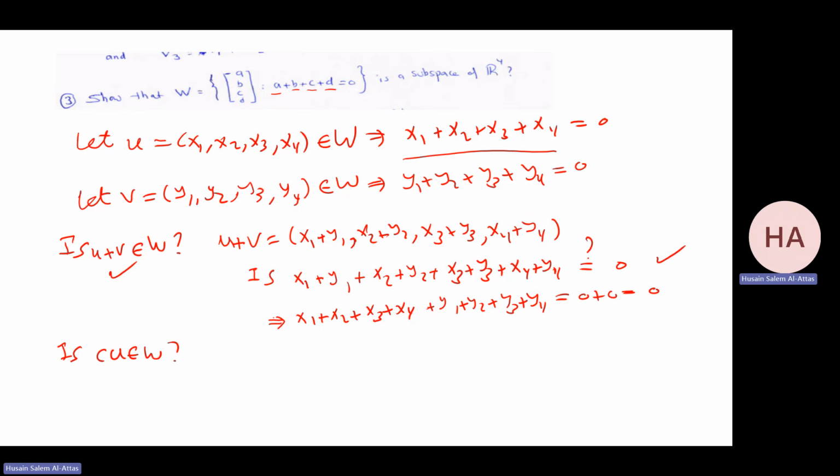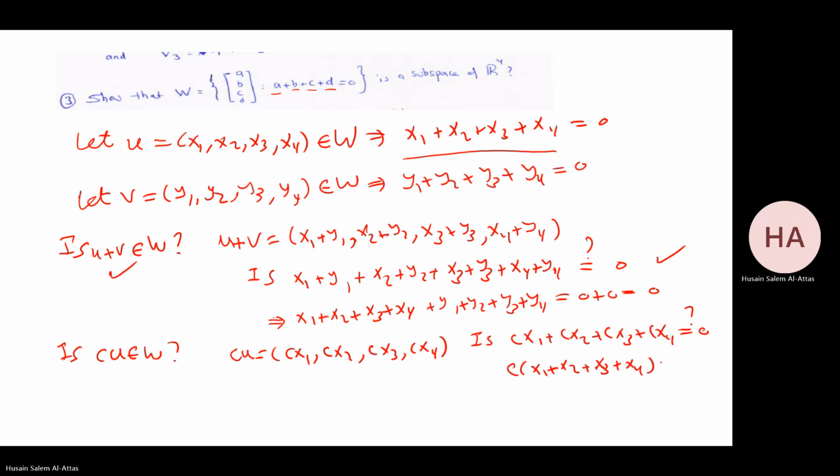Is CU in W? What is CU? It will be CX1, CX2, CX3, CX4. So the question is, is CX1 plus CX2 plus CX3 plus CX4 equal to 0? And it is, since if we take C as a common factor, this is very clear to see. I have C times 0, which is 0. That's it. So it is yes. So W is a subspace.